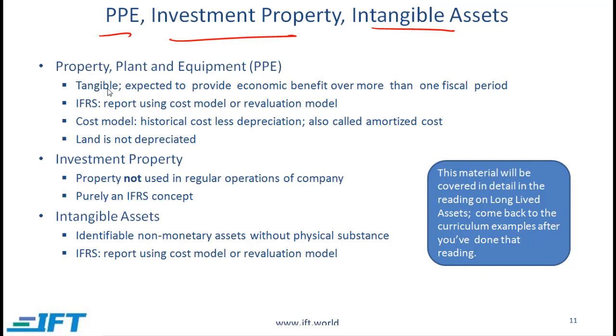Property, plant and equipment are obviously tangible. It is expected that this asset will provide an economic benefit over more than one fiscal period. In terms of valuation, or measurement basis, IFRS says that we can use the cost model or revaluation model. The cost model is straightforward. We report property, plant and equipment at historical cost less depreciation. That's the cost model. And this number, the historical cost less depreciation, is also called amortized cost.